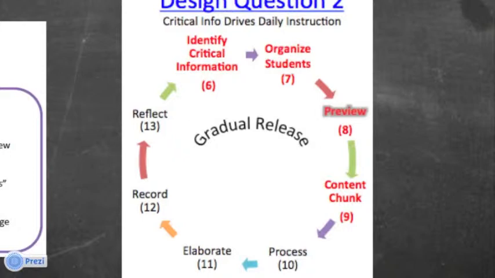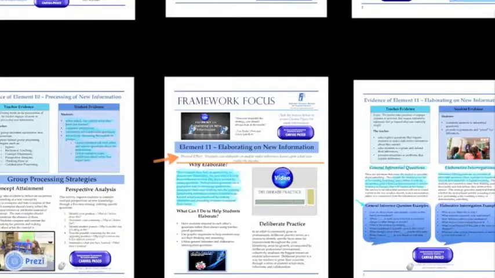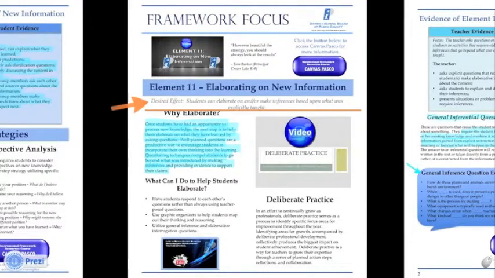And then next, we'd like to see them elaborating, which is element 11. Elaborating on that new information. The desired effect of this element is that students can elaborate on and/or make inferences based upon what was explicitly taught. So once they've had an opportunity to process that new knowledge, which was the prior element, the next step is we want them to elaborate on what they have learned by asking questions. Well-planned questions are a productive way to encourage students to incorporate their own thinking into the learning.